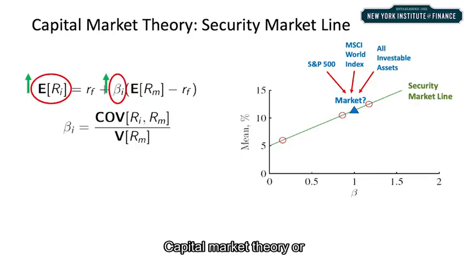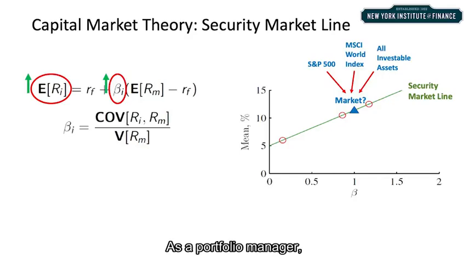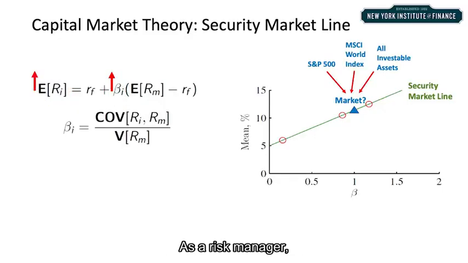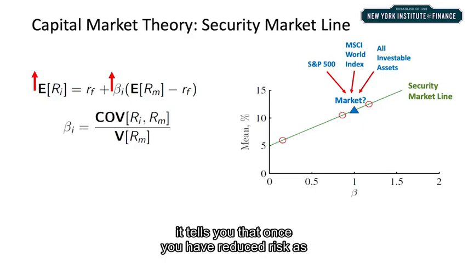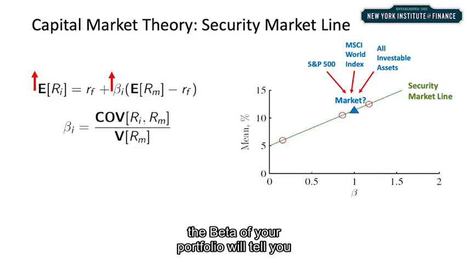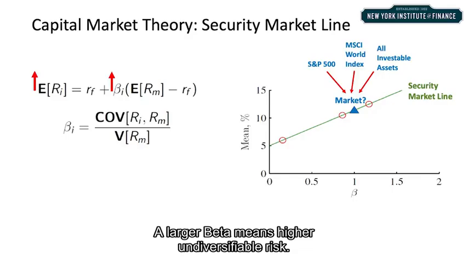Capital market theory, or CAPM, can be seen from 2 perspectives. As a portfolio manager, it tells you that stocks with a higher beta should have a higher expected return. As a risk manager, it tells you that once you have reduced risk as much as possible through diversification, the beta of your portfolio will tell you how much risk exposure remains. A larger beta means higher undiversifiable risk.